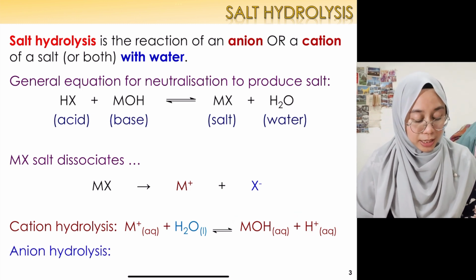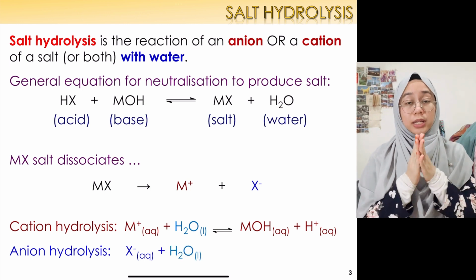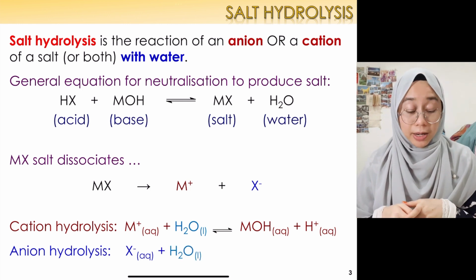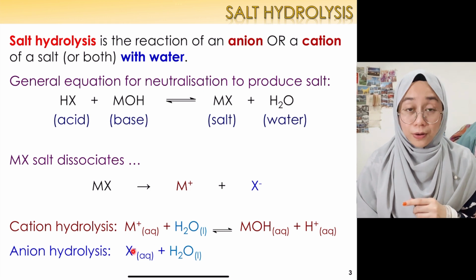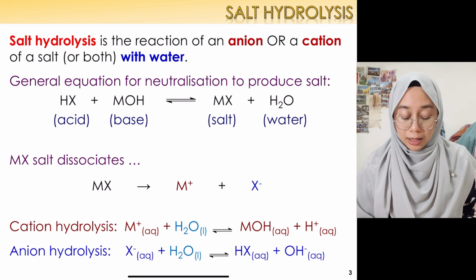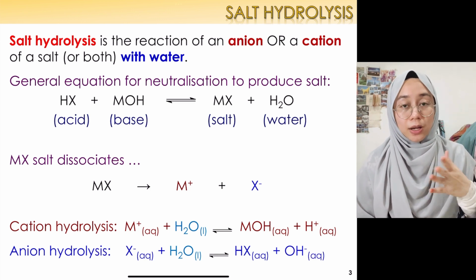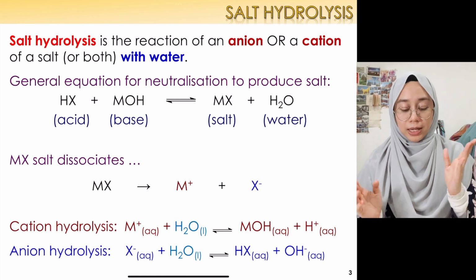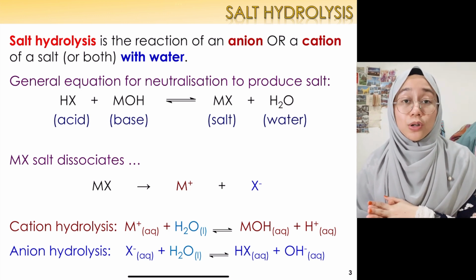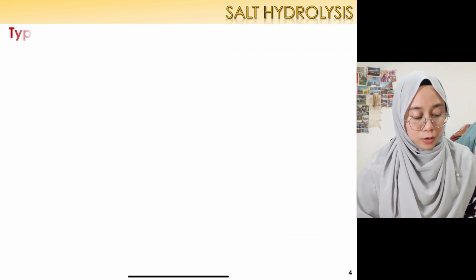So kalau kita ada anion pula, so X minus. So again kita ada H2O. So H2O kalau kita dissociate kita ada H plus dengan OH minus. So the one yang akan react with X minus would be H plus then. So kita akan dapat HX tambah dengan OH minus dekat sini. Okay, so depends dengan which ion yang akan react dengan water. So kita akan produce sama ada H plus ataupun OH minus. Okay. Alright, so type of salt.